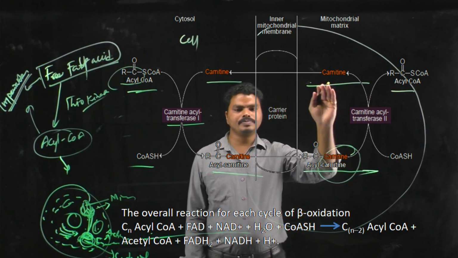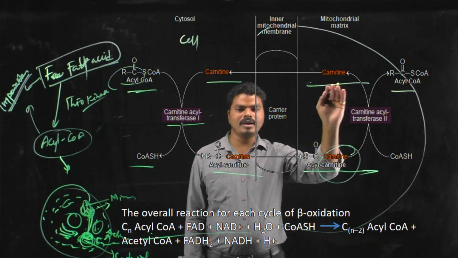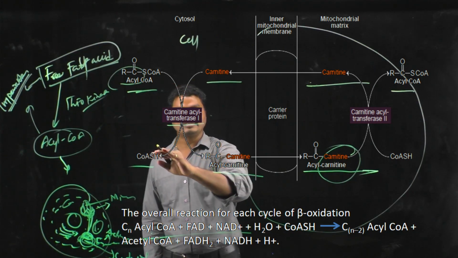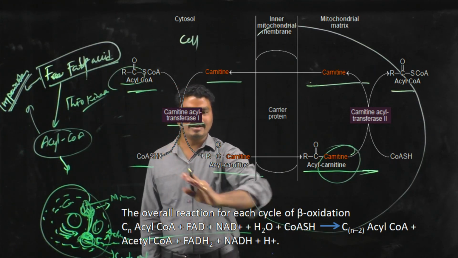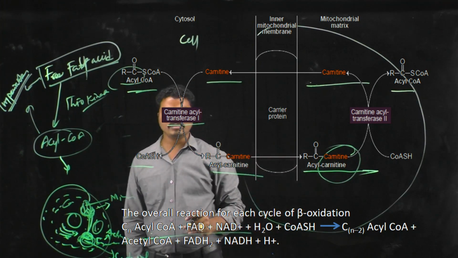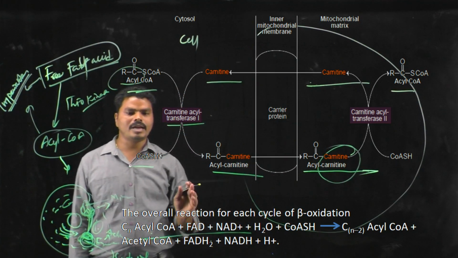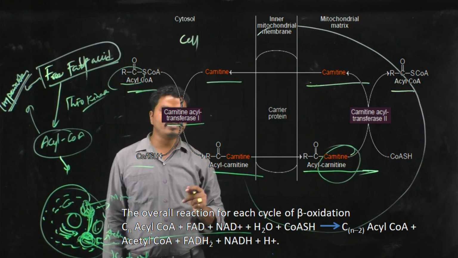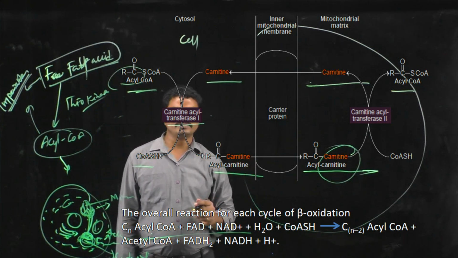And here the carnitine is free, and it will again come back to the cytosol, take another acyl group of the fatty acid, and again transfer it to the mitochondria. So that is what happens during the transport of acyl molecules into the mitochondria. Understood?